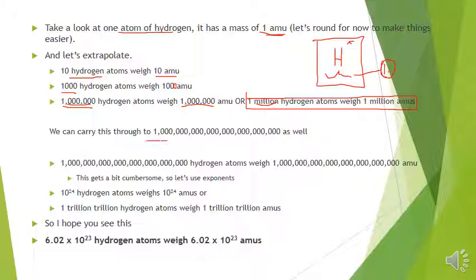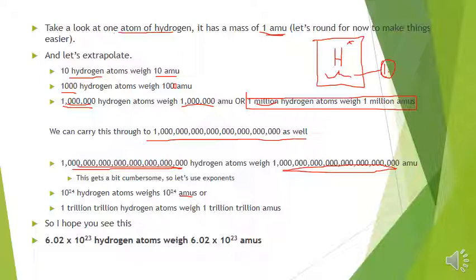Okay, so let's look at this giant number, 10 to the 24th. If I have this number of atoms, they would weigh this number of AMUs, which is a 1-to-1 relationship, because we said that one atom weighs 1 AMU. So if I have this number of them, that's how much they're going to weigh. Writing all these zeros is cumbersome, so let's just write an exponent. 10 to the 24th hydrogen atoms weighs 10 to the 24th AMUs.